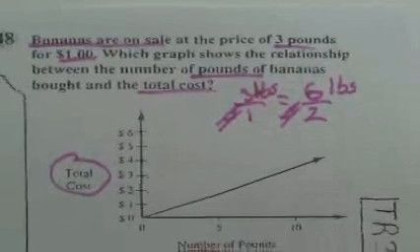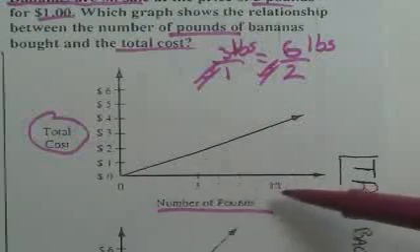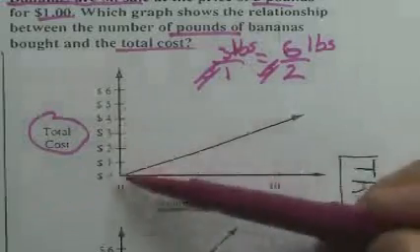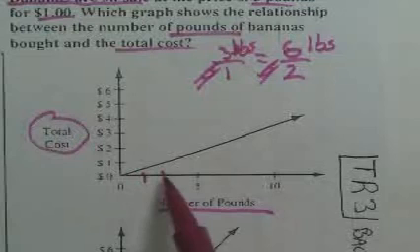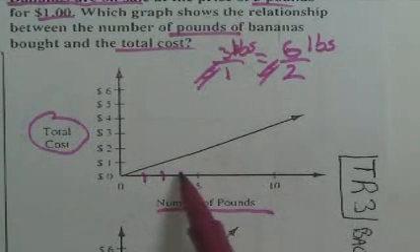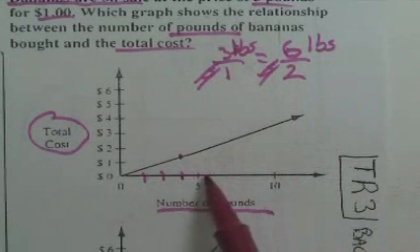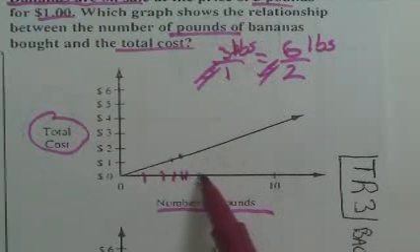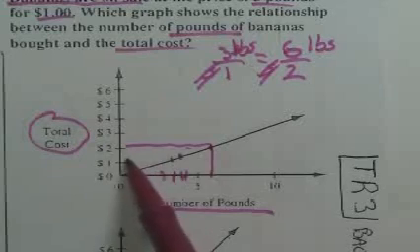Okay, let's look at the graphs and see which one matches up. Remember, I'm sorry, this is the number of pounds, and this is how much money. So at 3 pounds, is it $1? Let's see, 1, 2, 3. Is it $1? And at 6 pounds, well, that's not really 3, is it? That's like 4 or something. And then at 6 pounds, is it about $2? Hey, that might be our answer right there.